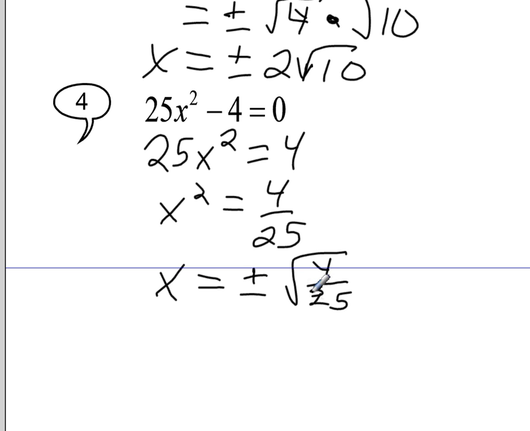All right, you guys are freaking out right now, right? Because there's a fraction. Okay, to take the square root of 4 over 25, it's the square root of the top over the square root of the bottom. All right, that's it for that video.